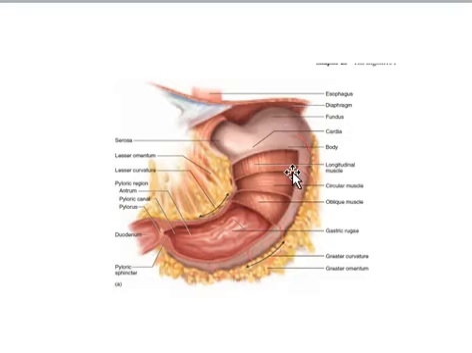And then, this is the part we call the body. The body of the stomach is where most of the chemical and mechanical digestion acts in this region.